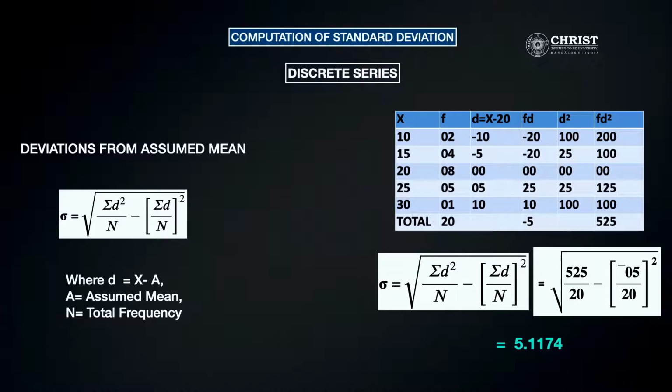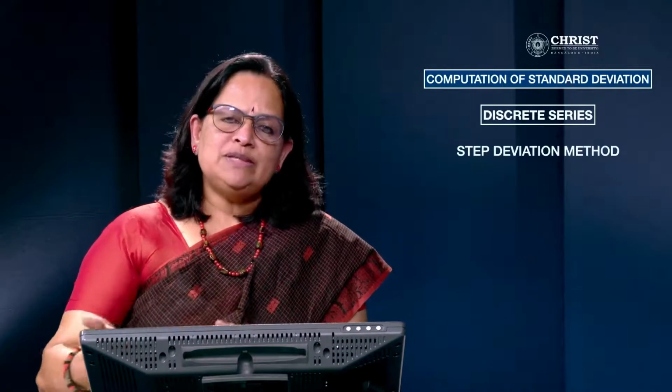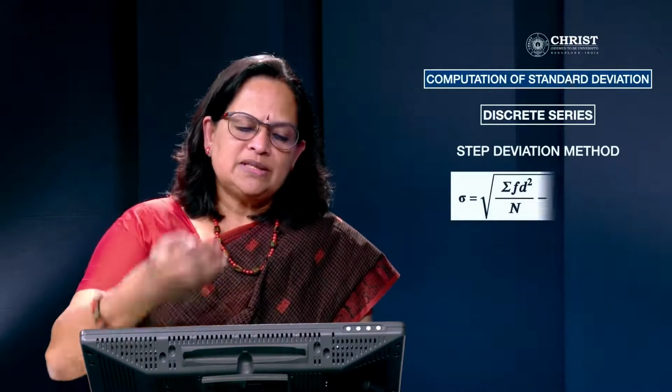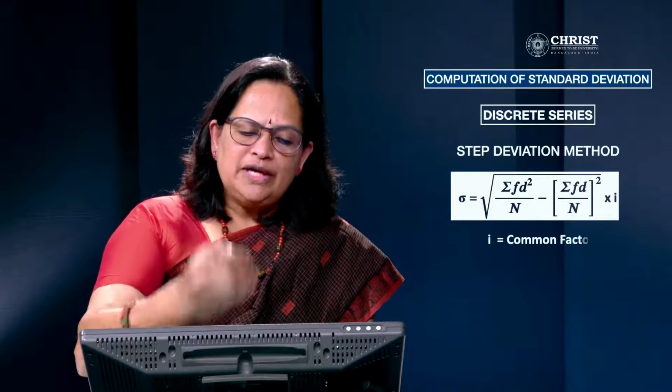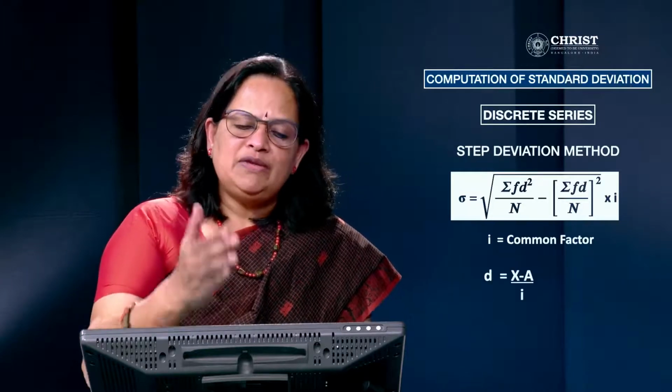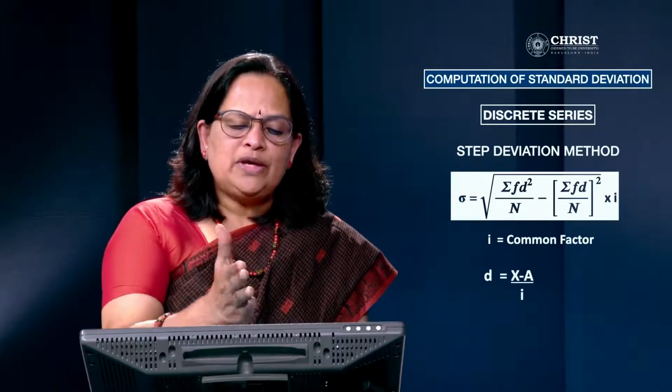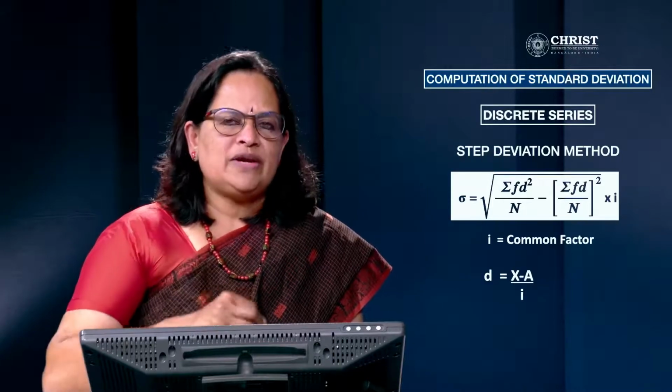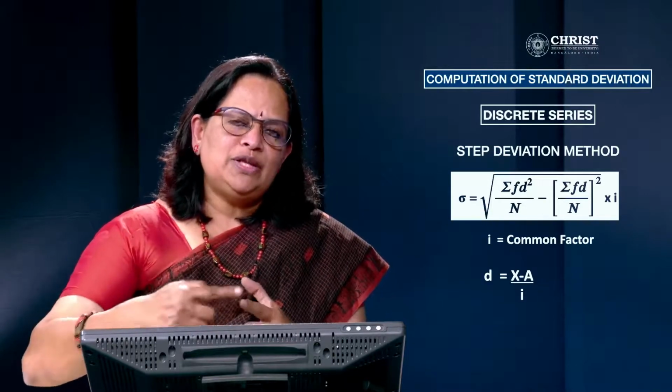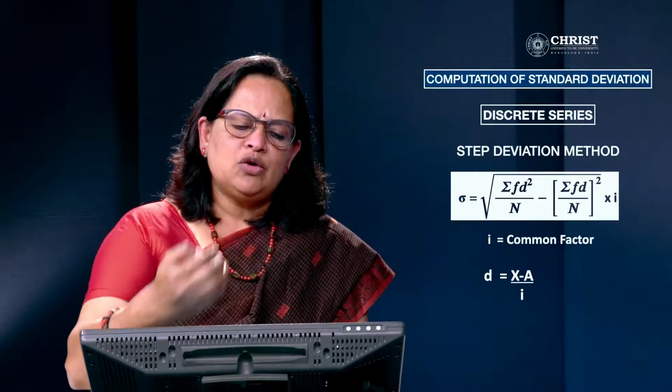So you will get 5.1174. Now the step deviation method, I told you this will simplify the computations. Standard deviation is calculated the same way, the only difference is that you have to multiply with a common factor. In this equation, i is the common factor. In a discrete series, the difference between the values, 10 or 5, will be the common factor.